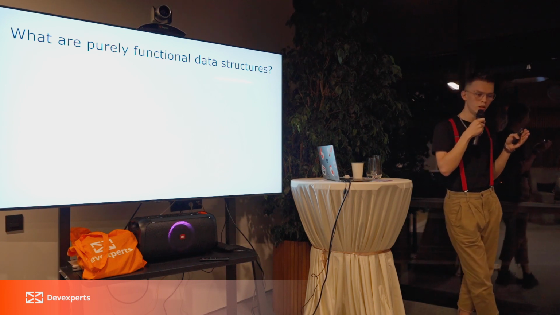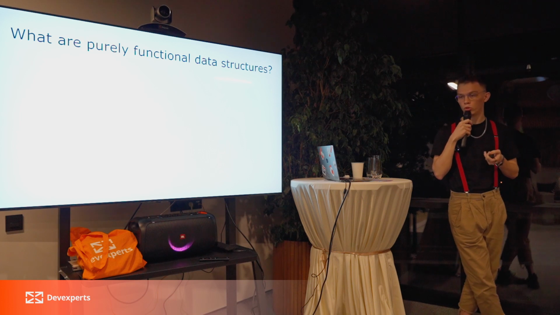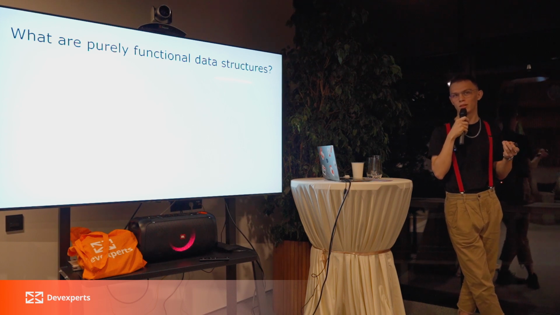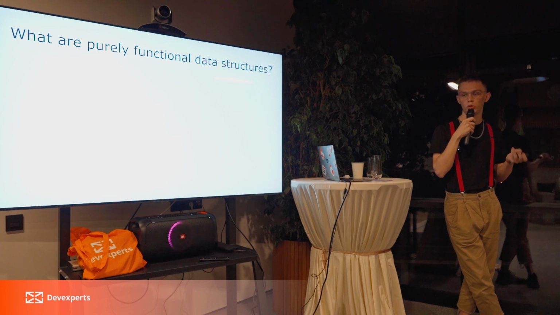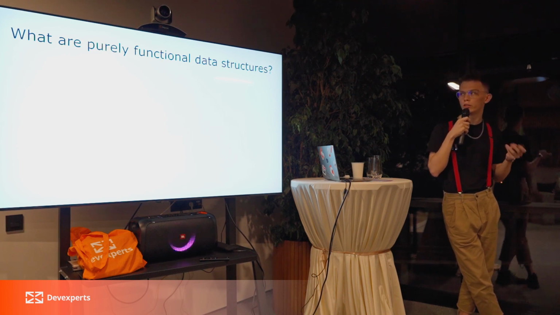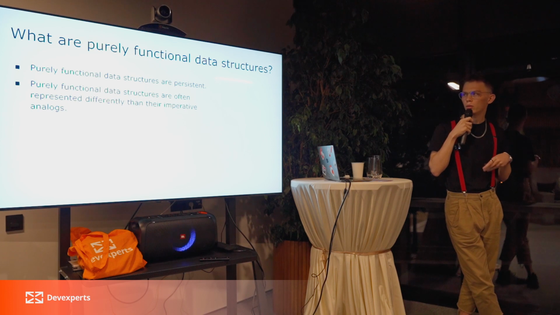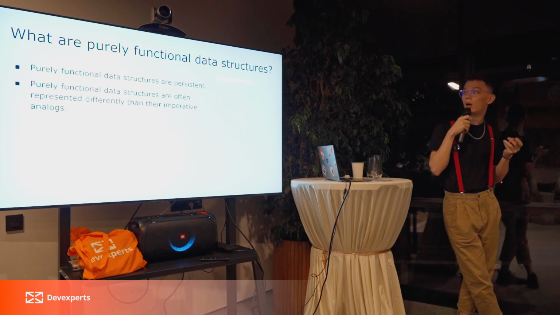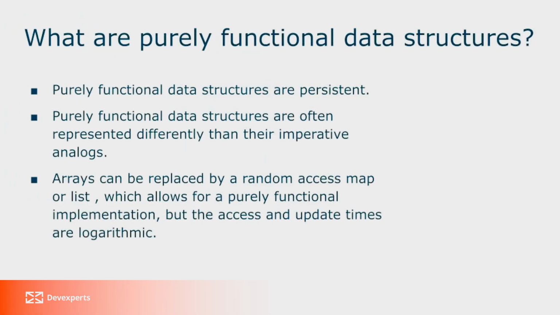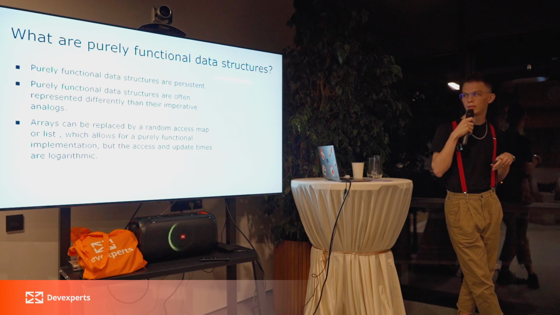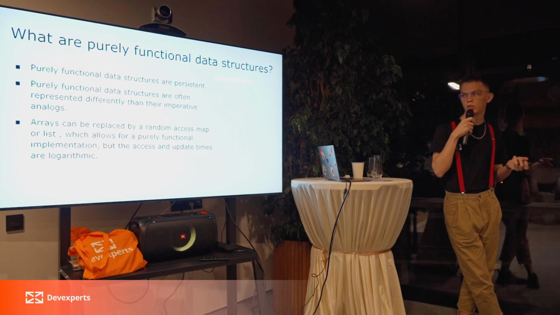As I said before, they can't be mutable data structures. So in JavaScript, we have const, and we can declare our array as a const, but it's still mutable because we can push or shift data in this array. So purely functional data structures are persistent. Purely functional data structures are often represented differently than their imperative analogs. And as I said before, arrays can be replaced by a random access map or a list, which allows for a purely functional implementation, but the access and update times will be logarithmic.